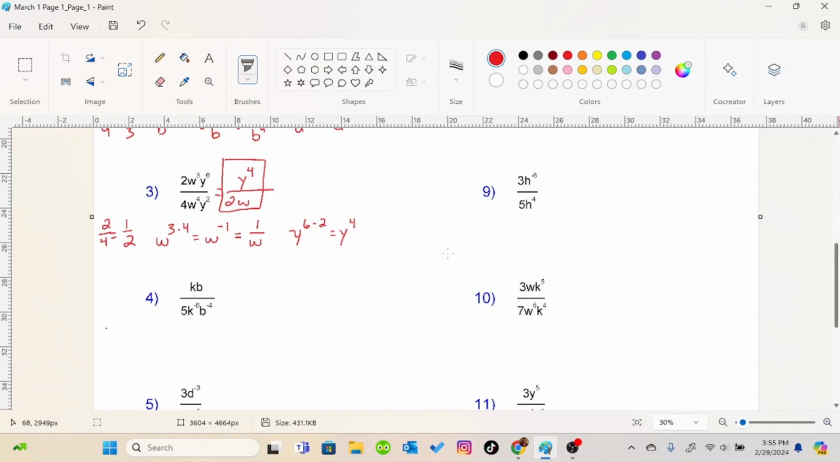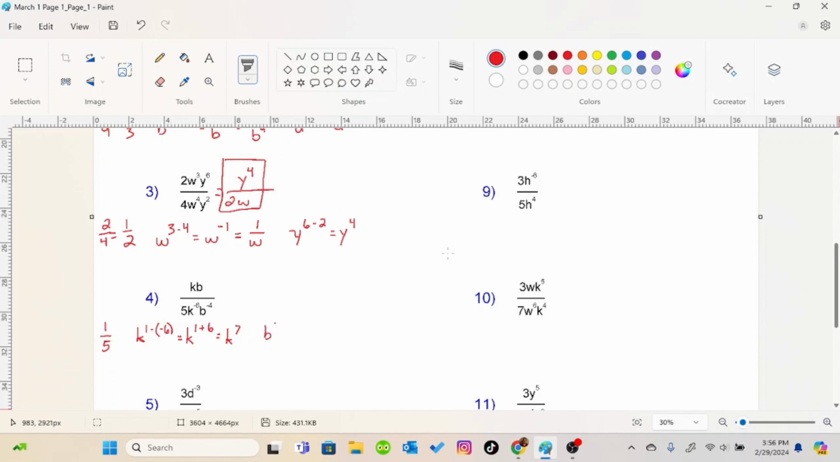Number 4. For the number portion, we just have 5 on the bottom, so that's 1/5. For k, we have 1 on the top minus -6 on the bottom. Minus a negative becomes addition. So we have 1 plus 6. So that becomes k to the power of 7.